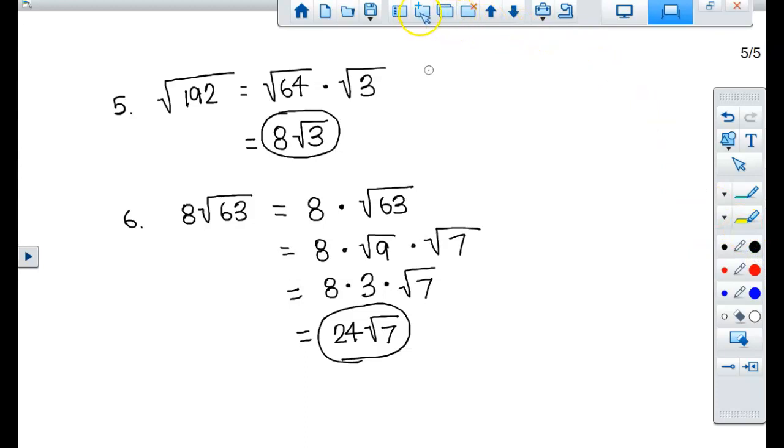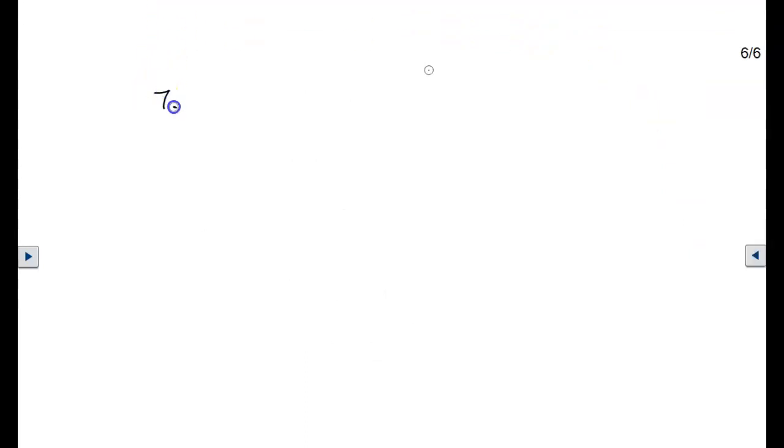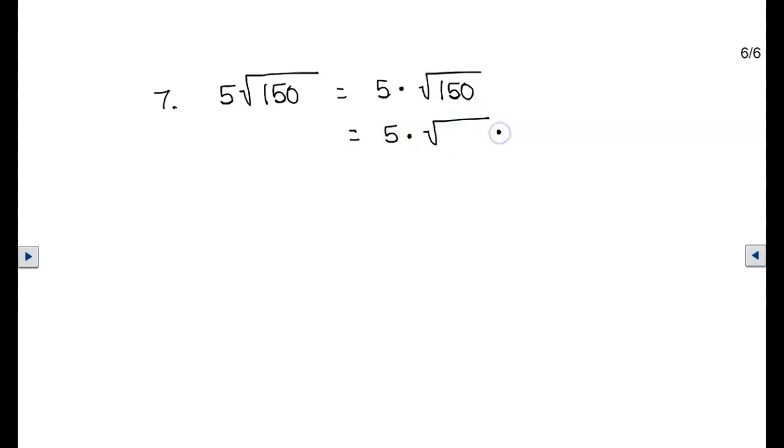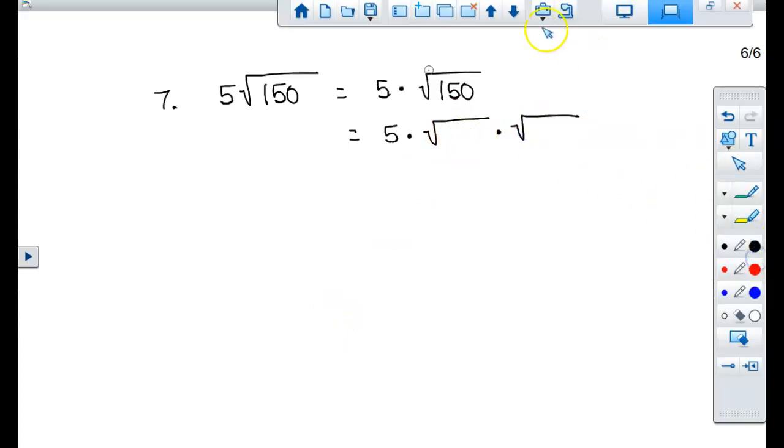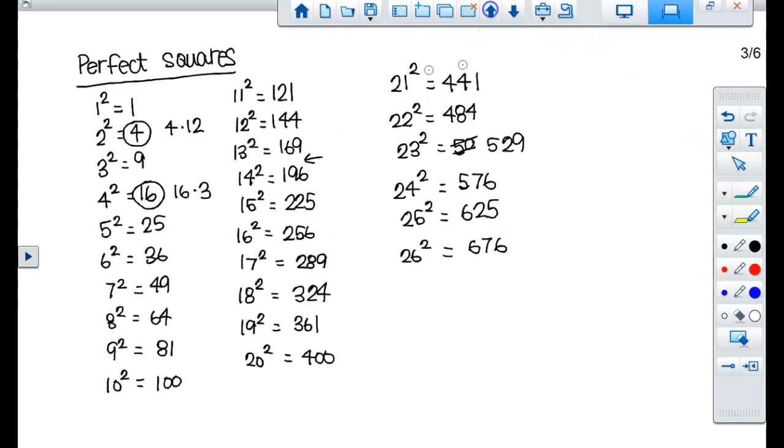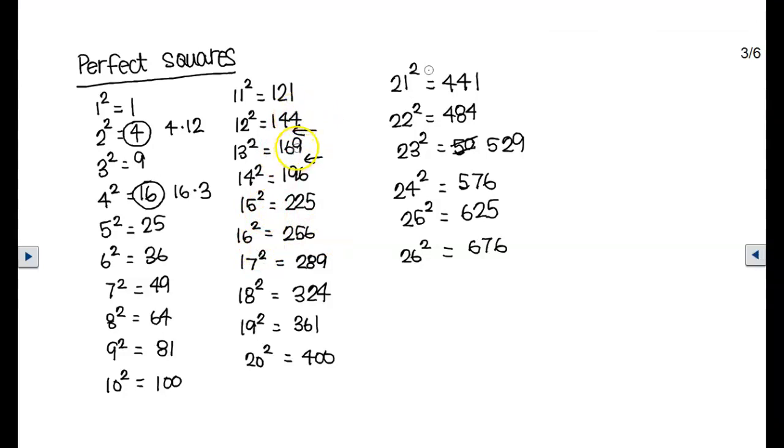All right, let's do one more like that, and then I think we should be all set on this lesson. For this last example, we are going to simplify 5 square roots of 150. So we know that is 5 times the square root of 150. And then we're going to take the square root of 150 and factor it so that one of these numbers is a perfect square. All right, so back to my list. 150 would be right here between 144 and 169.